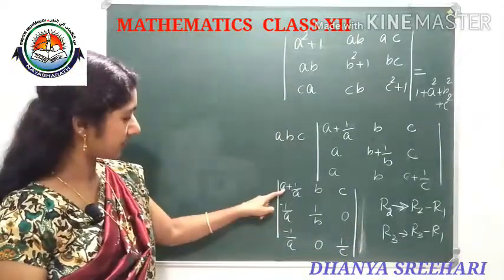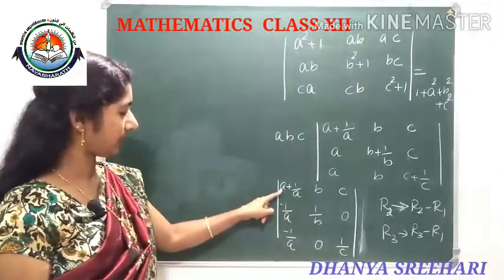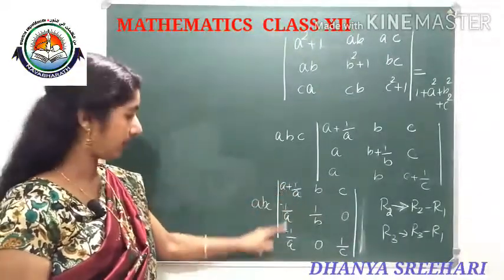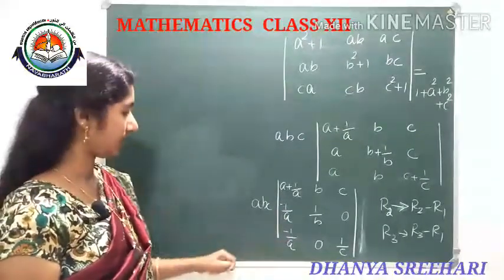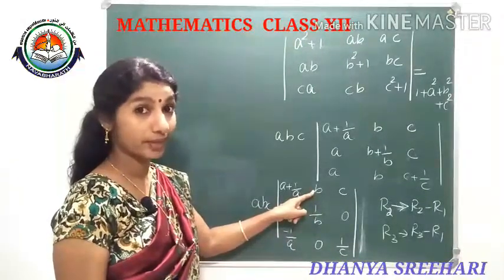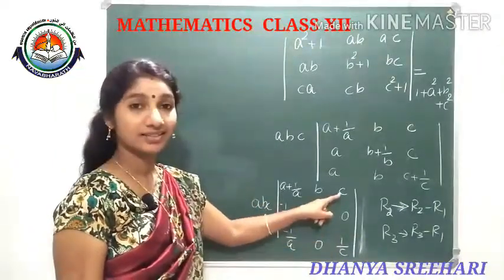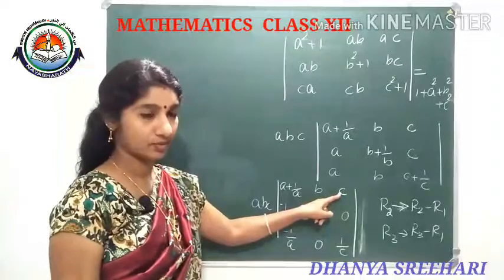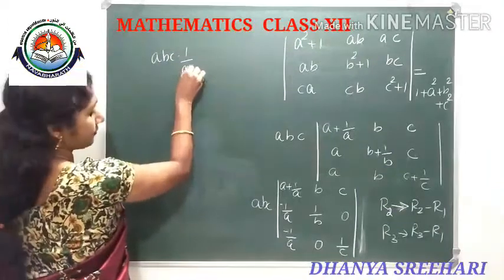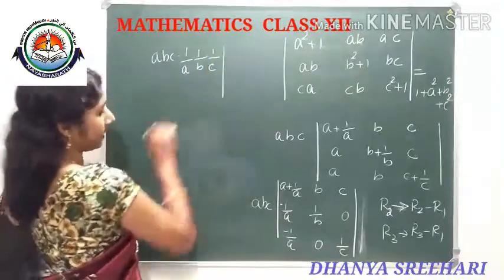Then see in the first column 1 by A is common, or you can write it as A square plus 1 by A. So 1 by A common. So from the first column I am taking 1 by A outside. And from the second column, we can write it as B square by B. So 1 by B we can take it outside, and from here also C we can write as C square by C. So 1 by C will come outside. So that step I am writing. A, B, C is there outside, and 1 by A from first column, 1 by B from second column, 1 by C from third column.